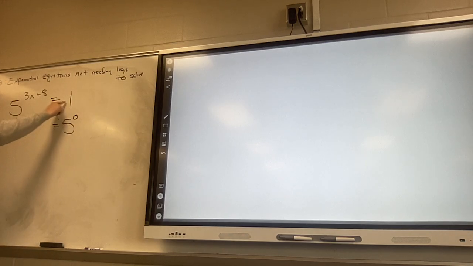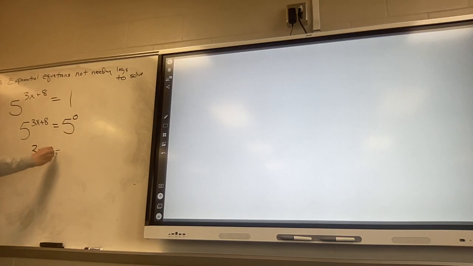So if I change this 1 into a 5 to the 0 power, and why you know how to do this is I'm telling you today we're going to need to have the same bases on each side of the equation. So you look at it and go, how in the world can I get that to be a 5? Anything to the 0 power is 1. So now we have a same base. That's cool. Once the bases are the same, all we need to do is get the exponents the same, and that means we can ignore the bases and do a little Algebra 1 skills.